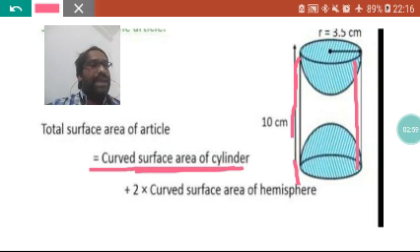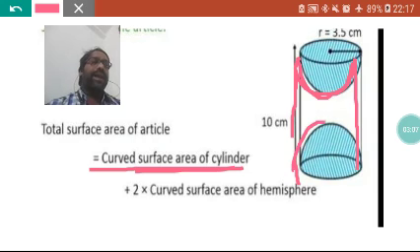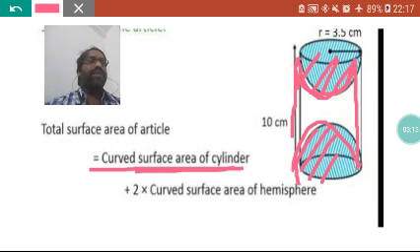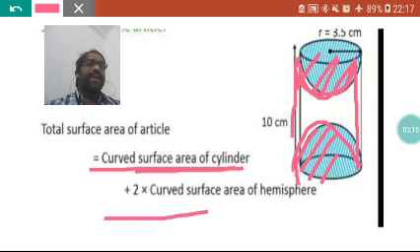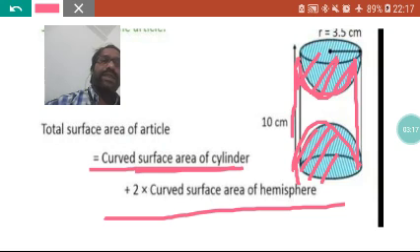And since it has been scooped out, this much area is still there, upside and downside. This space is still available, and that is also area. So that's why we add 2 times the curved surface area of the hemisphere, because two hemispheres have been removed. This way we can find the surface area of scooping out figures.